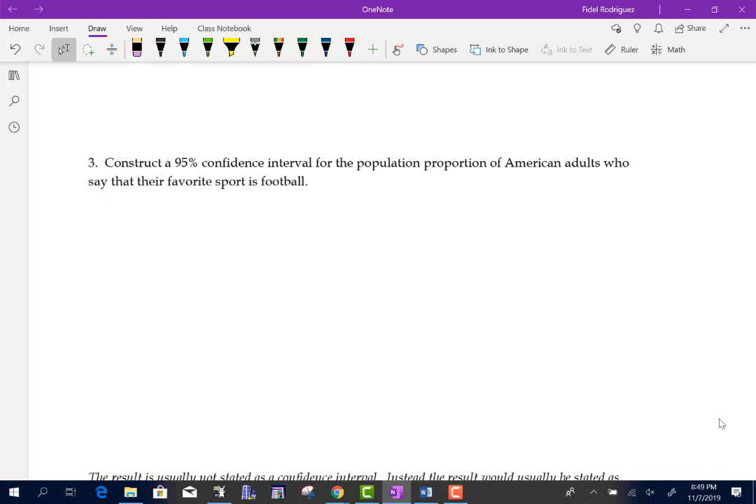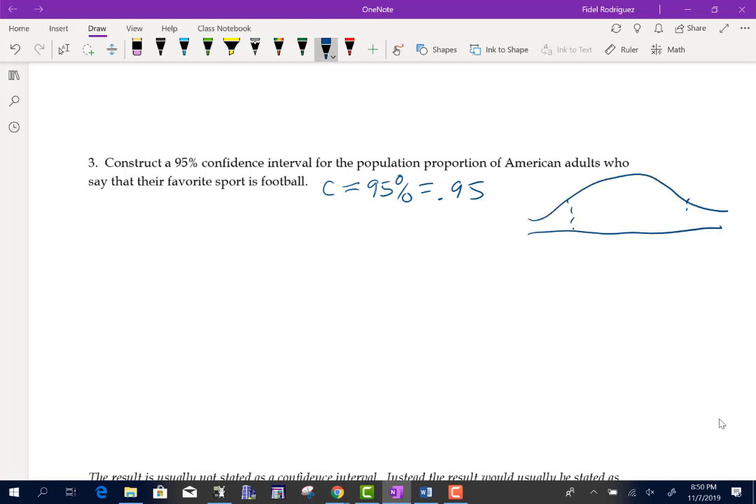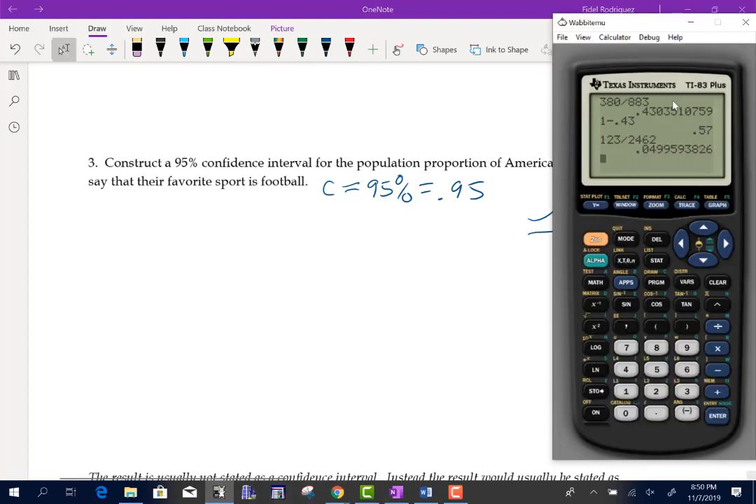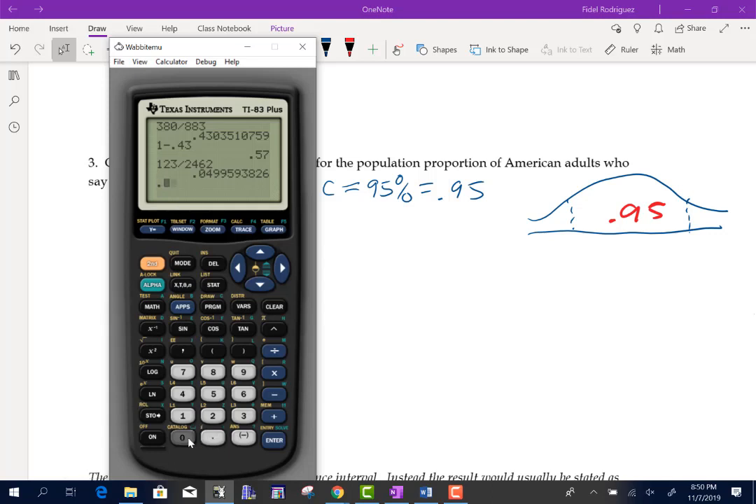Question number 3 says, construct a 95% confidence interval for the population proportion of American adults who say their favorite sport is football. Before I do anything else, I know that my confidence level is 95%, which is the same thing as 0.95. On the quiz, the first thing I said to do was draw this picture. What's the area on the inside? 0.95. So what percent is left over for those two pieces? 5%, and as a decimal, 5% is 0.05.